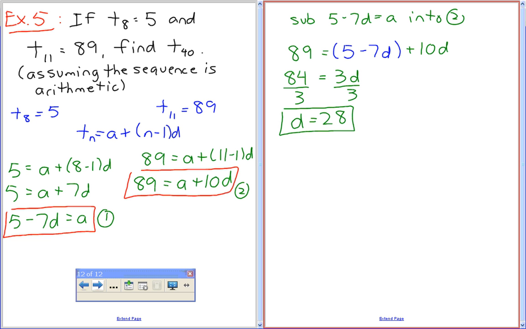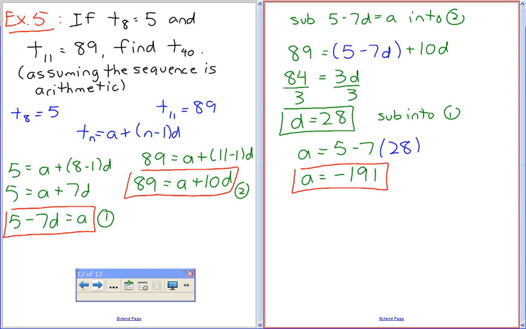The advantage this way, I can get A almost instantly now, right? How do I get my A very quickly? Yeah, so just sub this into 1. And you can get it with no work. So you get A equals 5 minus 7 times 28. How much? Sure? Yeah. Okay, I trust you.